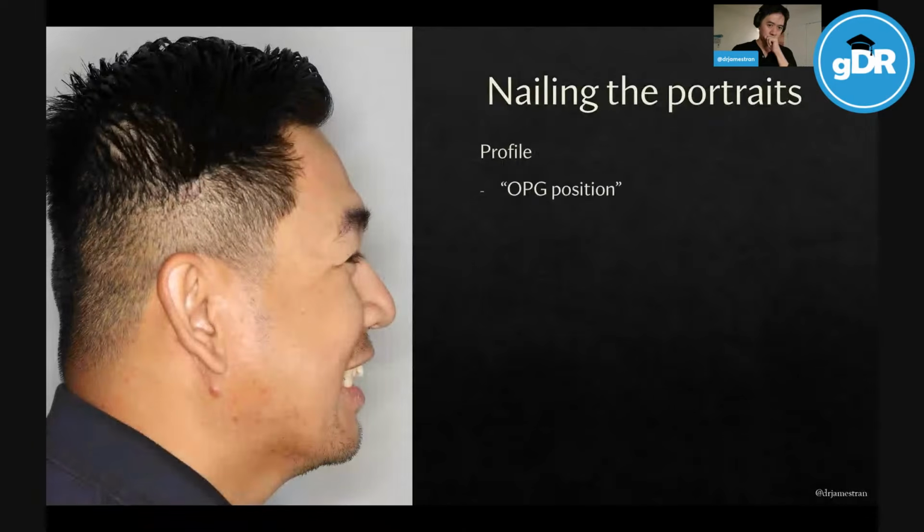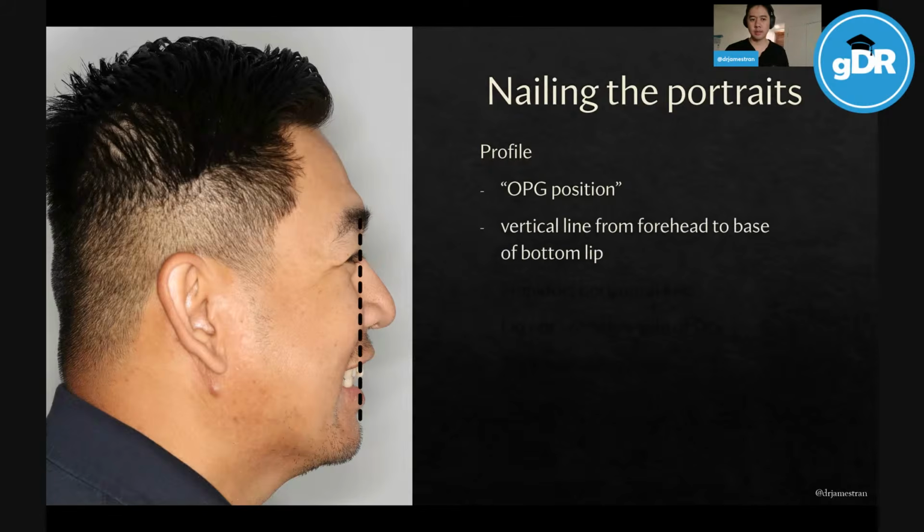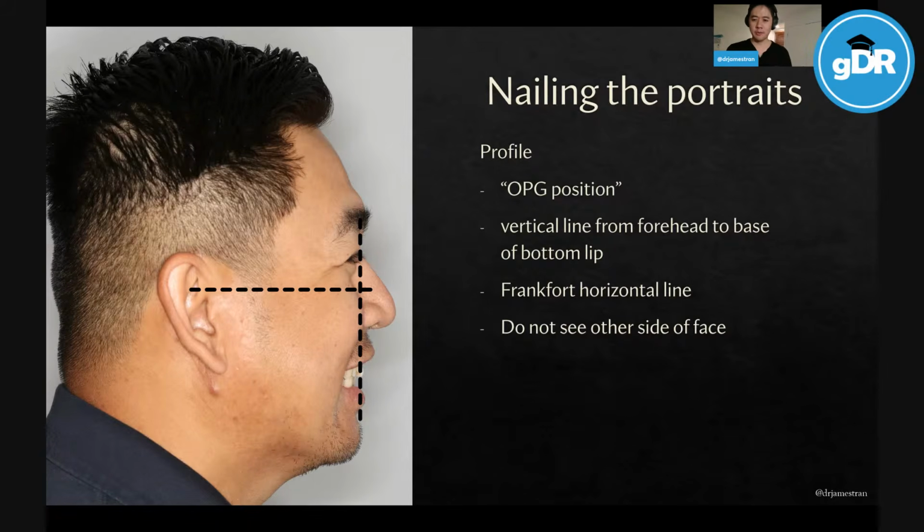How to get a good portrait photo? It's more just imagining your patient's taking an OPG. That's how I like to think about it. Make sure the line from the forehead to the base of the bottom lip is vertical. Make sure your Frankfurt line is horizontal. Make sure you don't see the other side of the face.